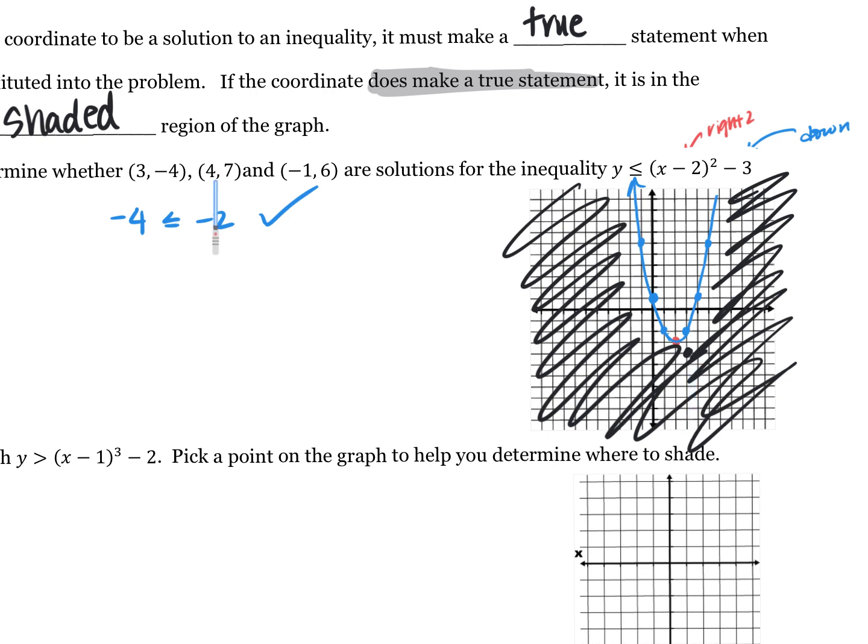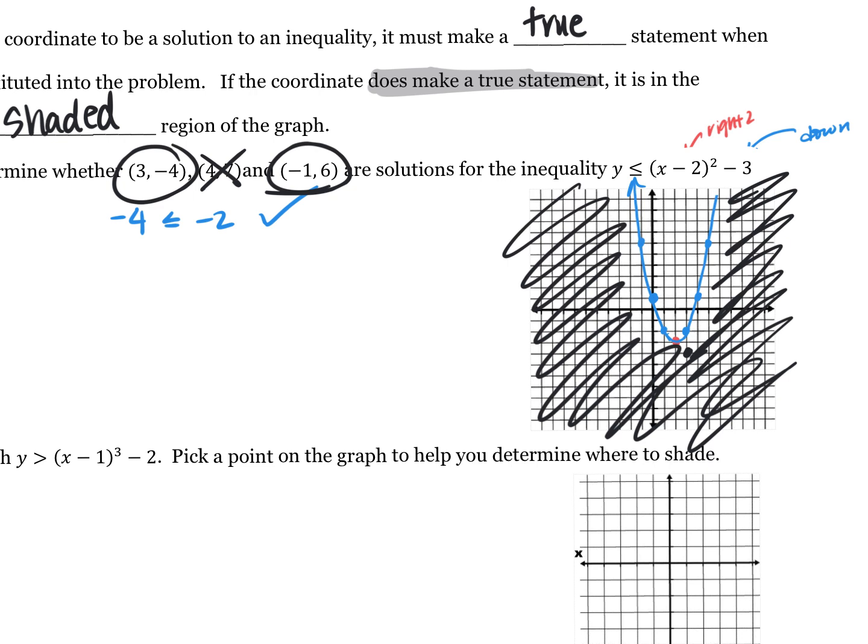Would (4, 7) be in my solution? 1, 2, 3, 4. 1, 2, 3, 4, 5, 6, 7. No, so if I were you, I would maybe do that. What about (-1, 6)? 1, 2, 3, 4, 5, 6. It's that point. Because it's a solid line, can I be on the line? Yeah. And you might be like, well, okay, so these two are all good.